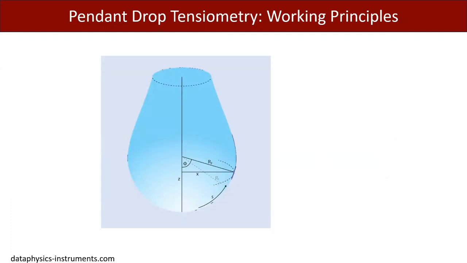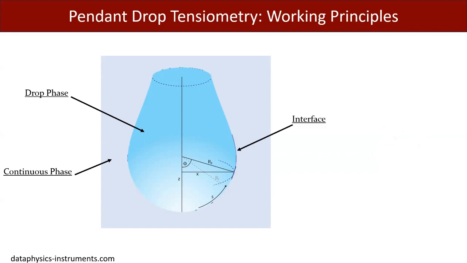The droplet profile is bound by the drop phase and continuous phase at the interface. Different liquid-liquid systems form unique droplet profiles since interfacial tension and gravitational forces compete at the interface. That competition of forces is what forms the very classic-looking drop shape, the pendant drop.